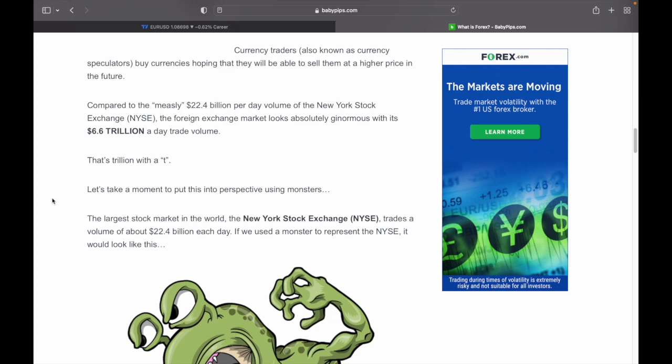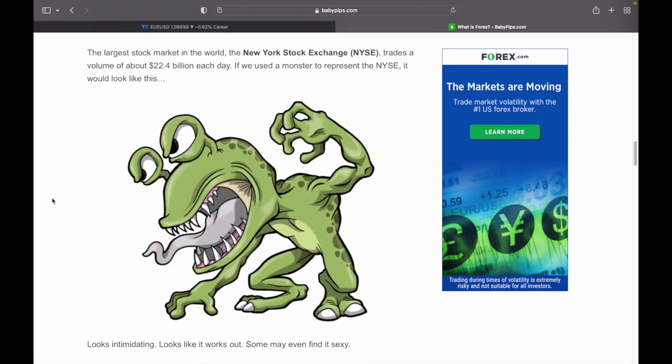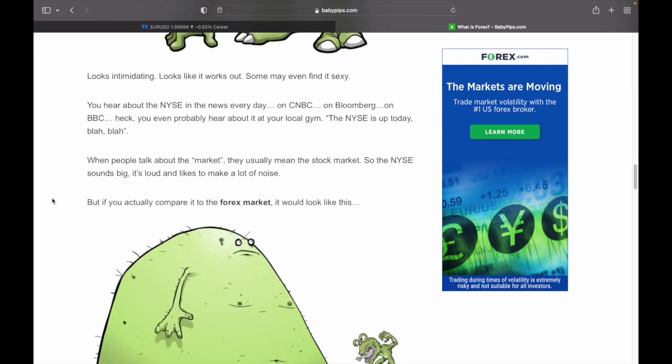Let's take a moment to put this into perspective using monsters. The largest stock market in the world, the New York Stock Exchange, trades at a volume of $22.4 billion each day. If we used a monster to represent the New York Stock Exchange, it would look like this. Looks intimidating, looks like it will work out. Some may even find it sexy. You hear about the New York Stock Exchange in the news every day on CNBC, on Bloomberg, on BBC. Yeah, you could even hear about it at your local gym. The New York Stock Exchange is up today, blah, blah.